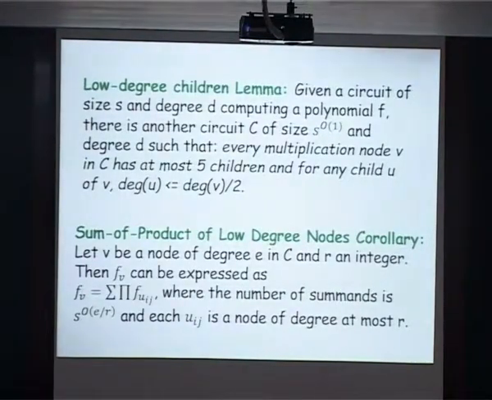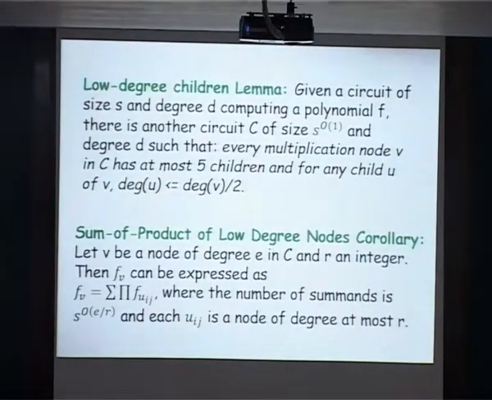So this lemma implies the following. Take any node V in this new circuit. For the moment I will assume that our circuit has this low degree children property: for every multiplication node, its children have degree at most half the degree of the parent. Okay?